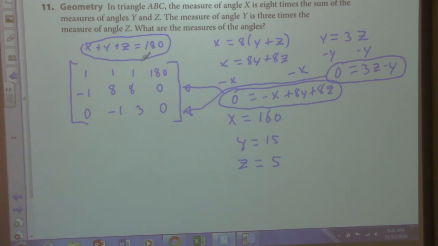Who solved it without using a matrix? Anybody? Probably Randy. I did not. You did the matrix on it? Yeah, that's what we all did.